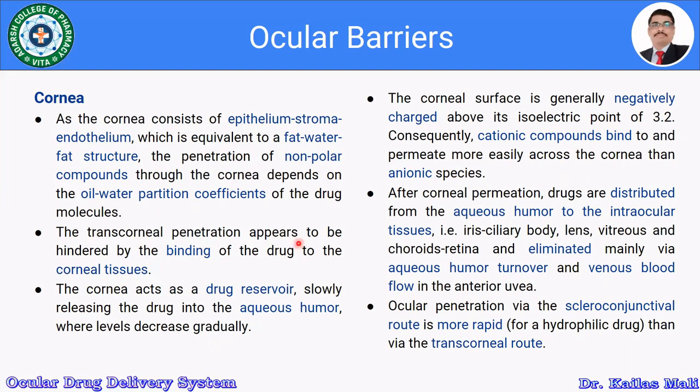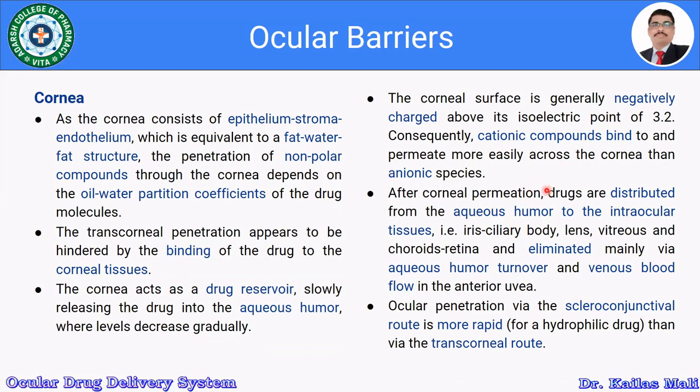Transcorneal penetration appears to be hindered by binding of drug to the corneal tissues, as the cornea acts as a reservoir and slowly releases the drug into the aqueous humor, where the level decreases gradually. Generally, the corneal surface is negatively charged, and cationic compounds bind to the cornea and permeate more easily than anionic species.